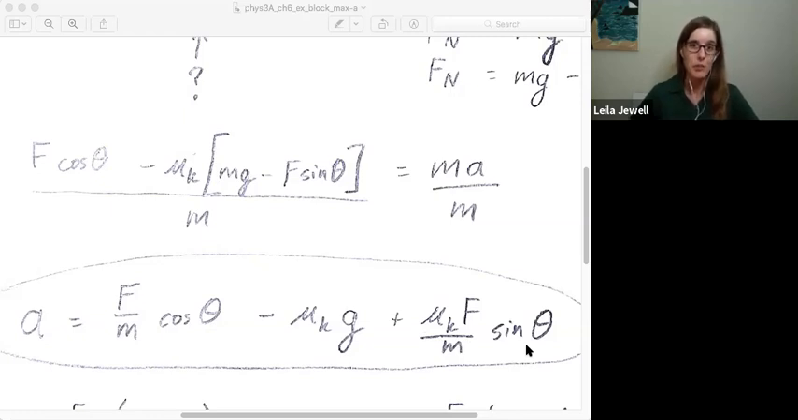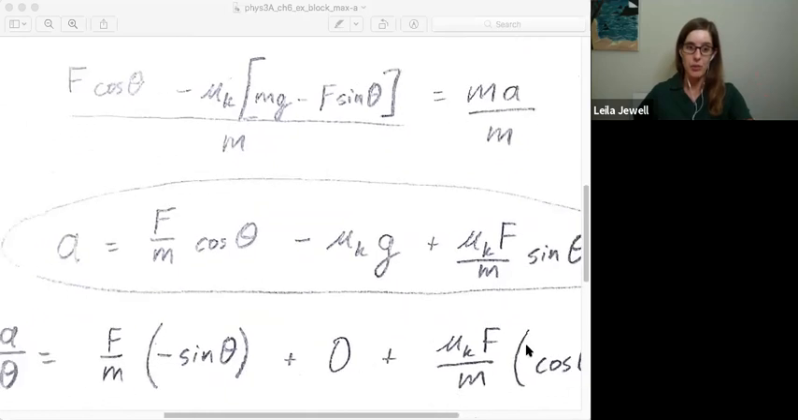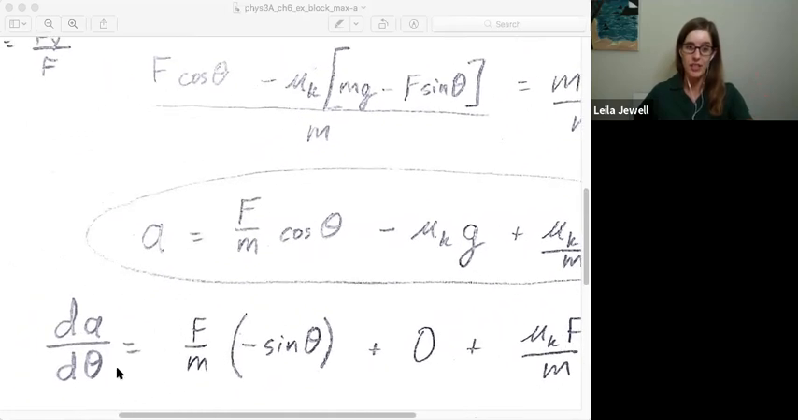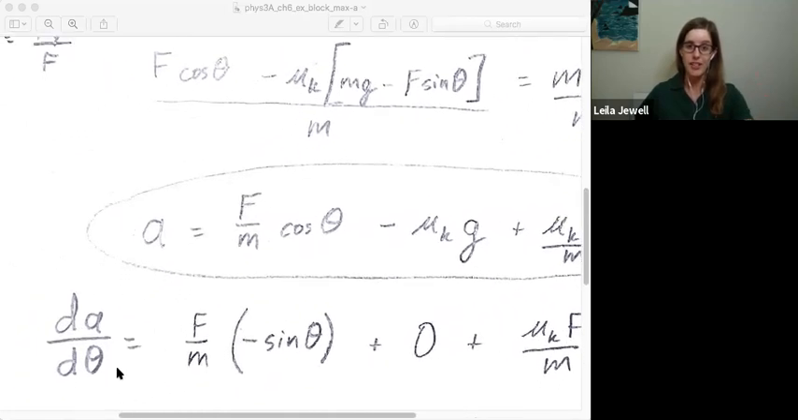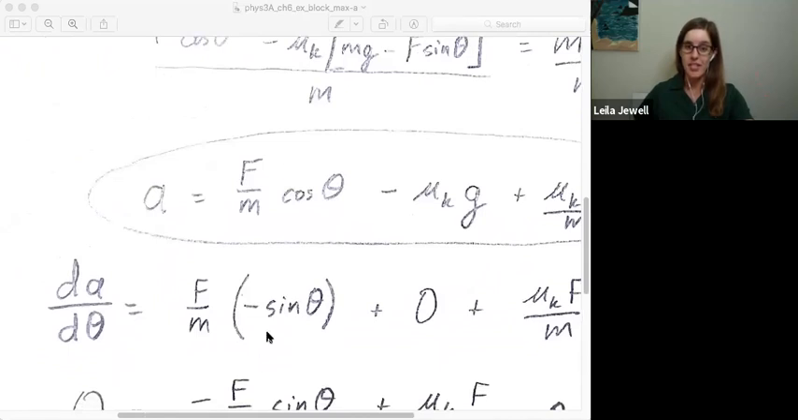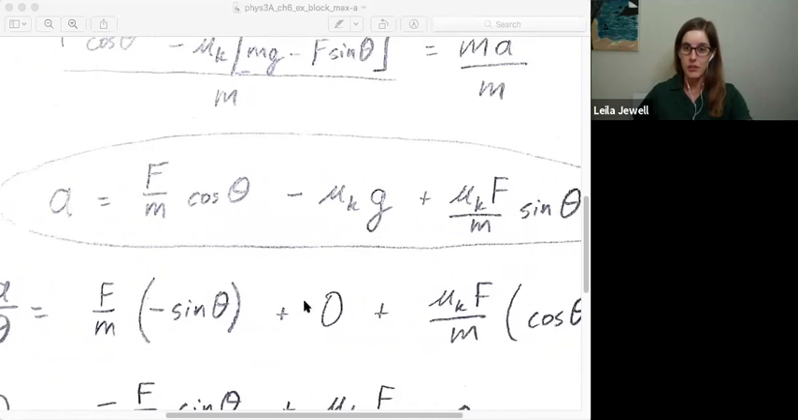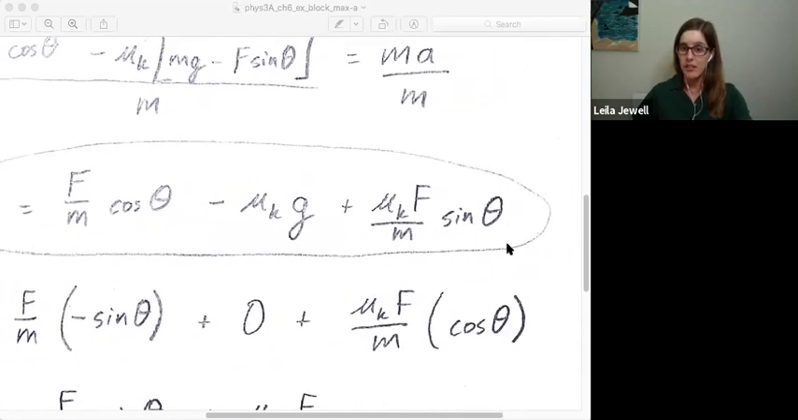What we're going to do is find where theta produces the maximum acceleration. So that's where we want to take the derivative of that acceleration with respect to theta. The derivative of cosine is a negative sine. We can keep the constants out in front. The derivative of minus mu k g is just 0. The derivative of sine of theta is positive cosine of theta, keeping the constants out in front.